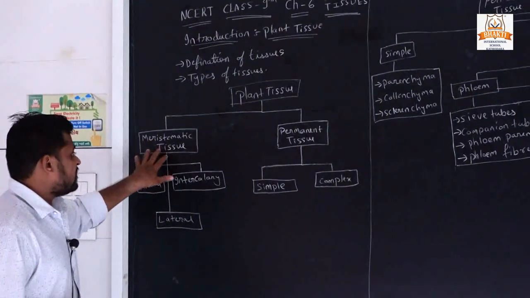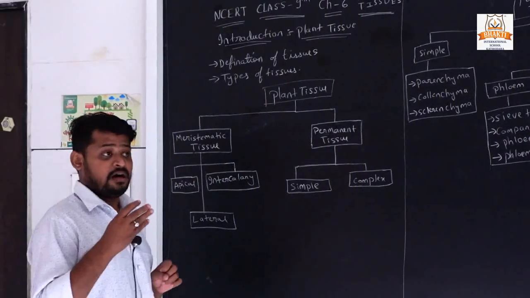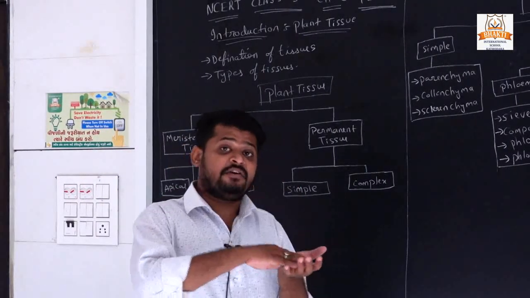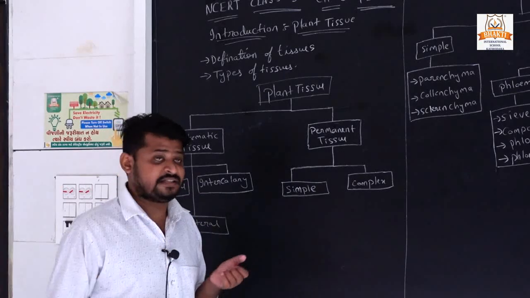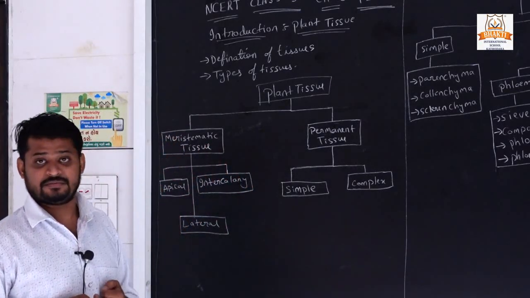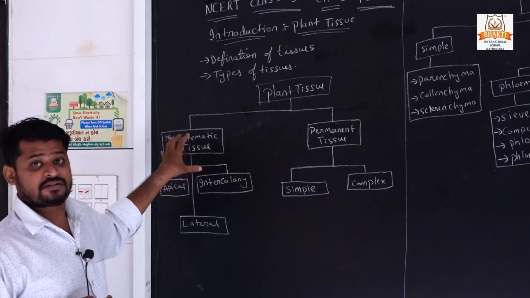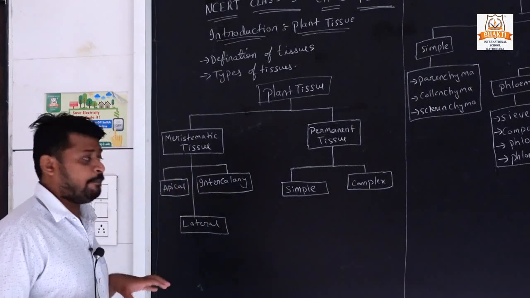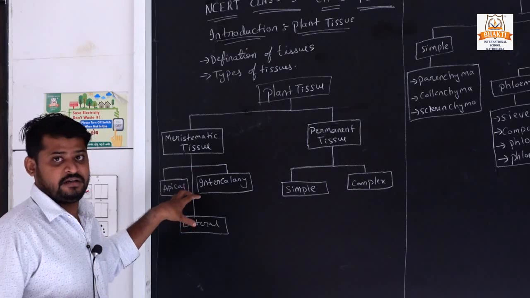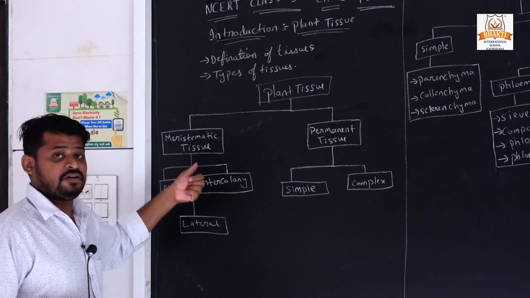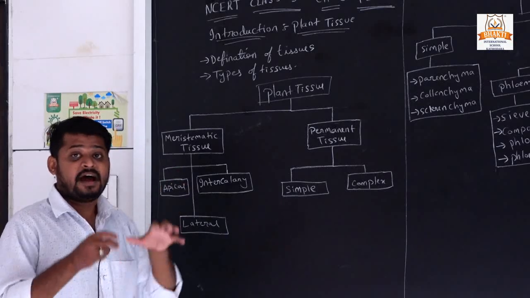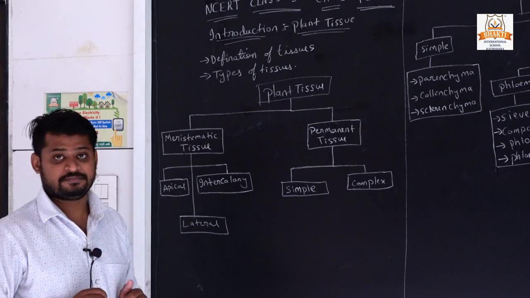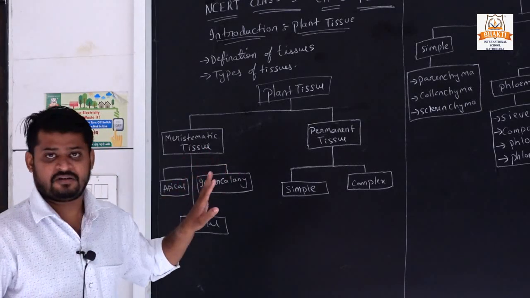Now, meristematic tissue. What is meristematic tissue? First there is a seed, then the seed converts into a plant. So the growing nature is a part of meristematic tissue. We are studying how plants grow, how branches come out. These 3 subparts are very important in meristematic tissue, because in this we will understand how a plant grows from a seed to a full plant. Okay, then permanent tissue, simple and complex.